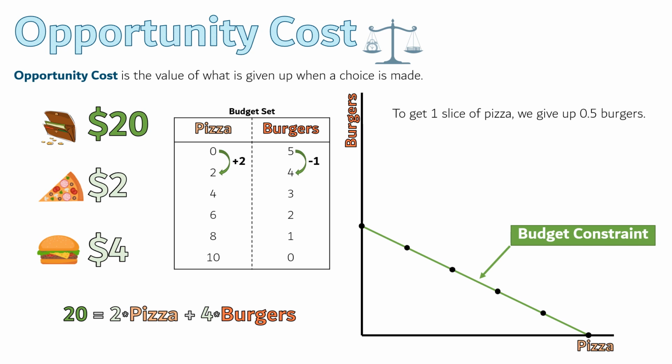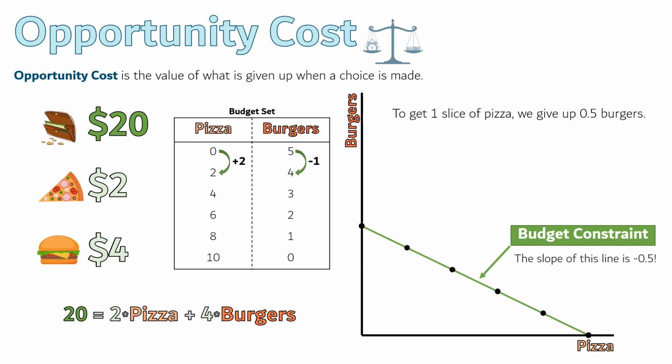Let me really make that clear. If I were to give you this budget constraint or this table of values and ask you, what is the opportunity cost of pizza? You would answer 0.5 burgers. That is what you have to give up to get one more slice of pizza. Note also that the slope of our budget line is negative 0.5. Because pizza is on the horizontal axis, this line represents the opportunity cost of getting more pizza. For every slice of pizza we get, we lose 0.5 burgers.